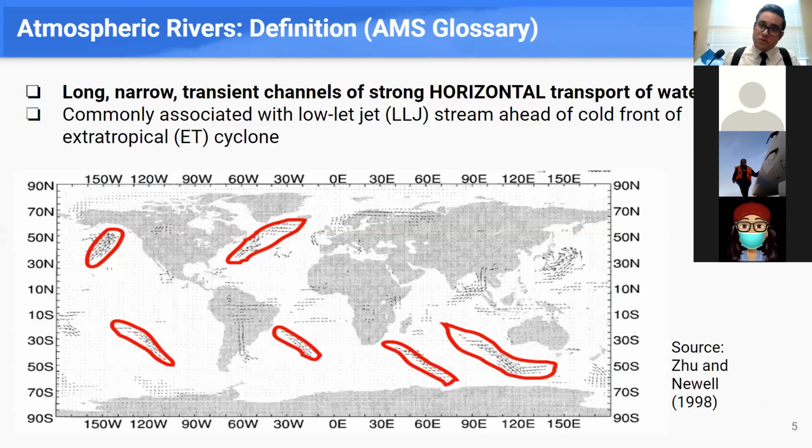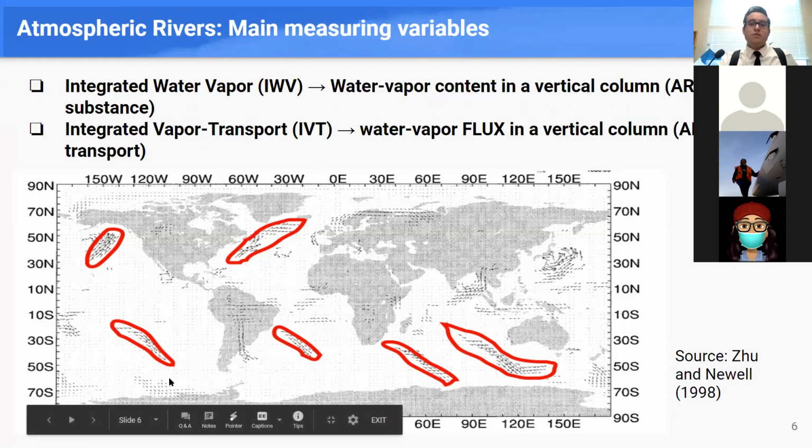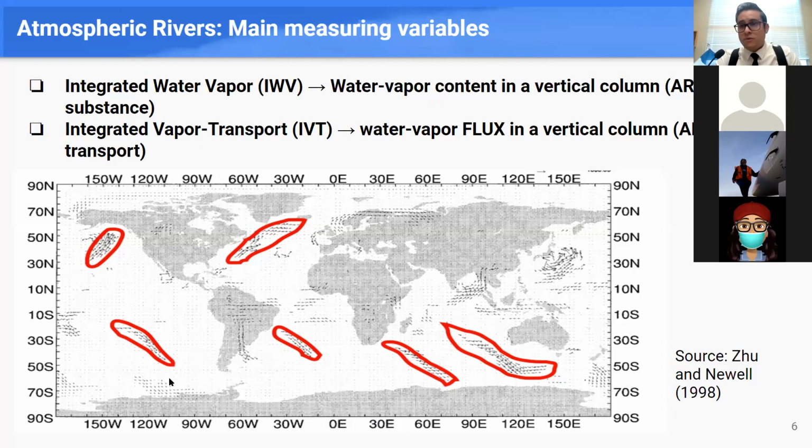So what about atmospheric rivers? The AMS glossary defines them as long, narrow, transient channels of strong horizontal transport of water vapor. They're commonly associated with a low-level jet stream ahead of the cold front of an extratropical cyclone. Zhu and Newell drew schematically, based on water vapor flux, where most of these structures are found over the globe. They claim that most of the water vapor in the atmosphere is transported through the mid-latitudes, which means extratropical systems. So what are the main measuring variables for ARs?